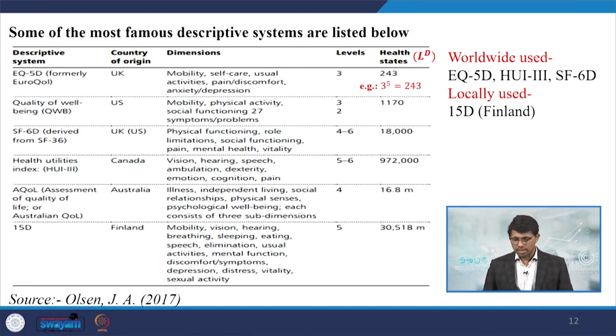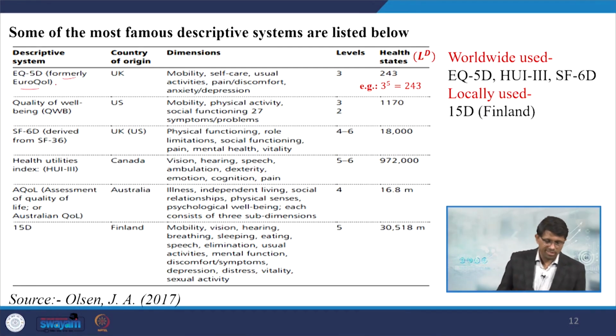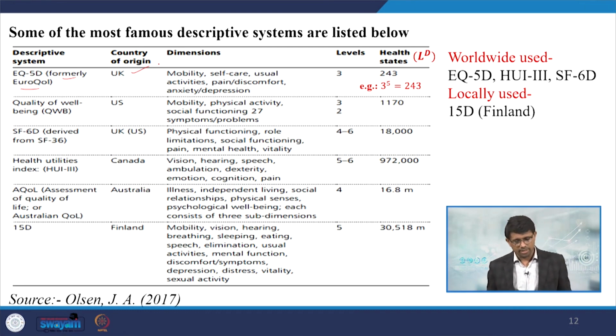Here we have EQ5D, formerly known as EuroQol, and the country of origin is the UK. There are indeed 5 dimensions: mobility, self-care, usual activity, pain or discomfort, and anxiety or depression. 1, 2, 3, 4, 5, and each has three levels. For example, mobility has 3 levels: first level, second level and third level.